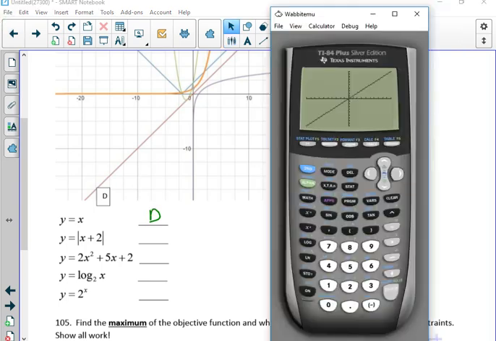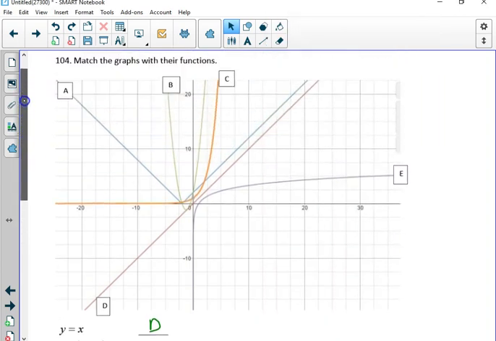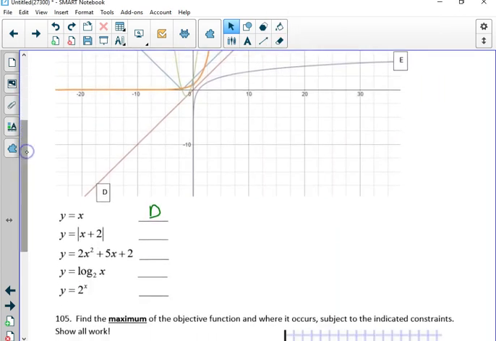Y equals absolute value of X plus 2. Remember, under math and number is absolute value. And if you can't remember that during the final, you just ask, where is absolute value again? You're not being tested on that. But you should remember value is V, okay? V for value. So that's A, right there. That's that V shape.